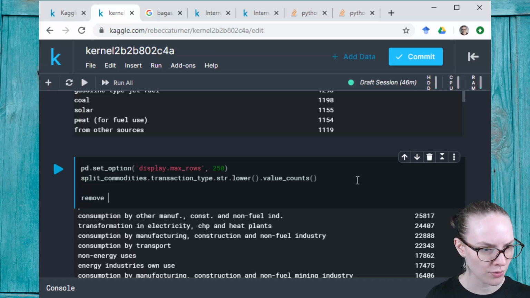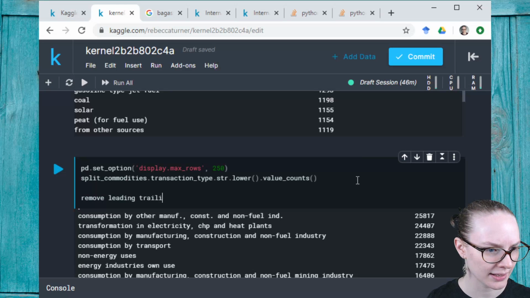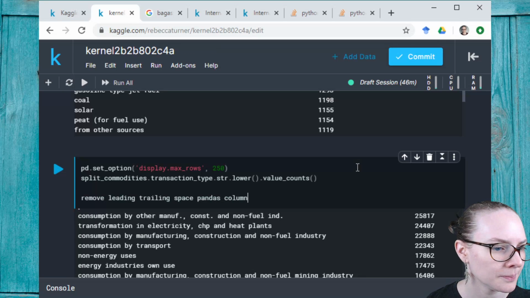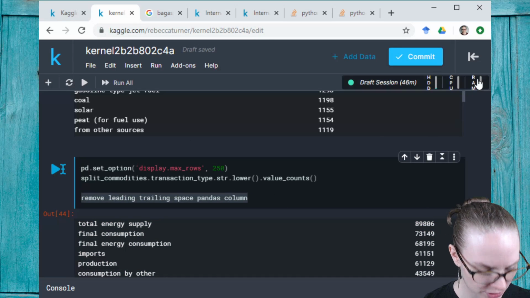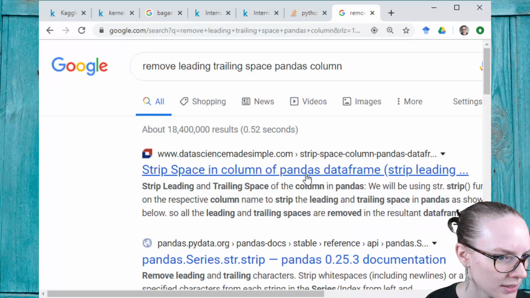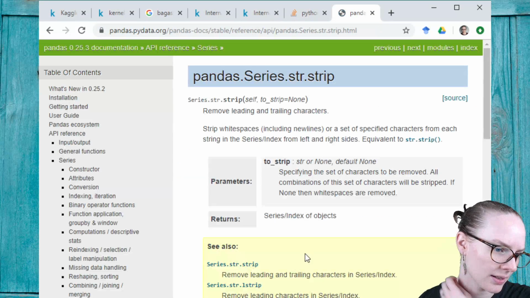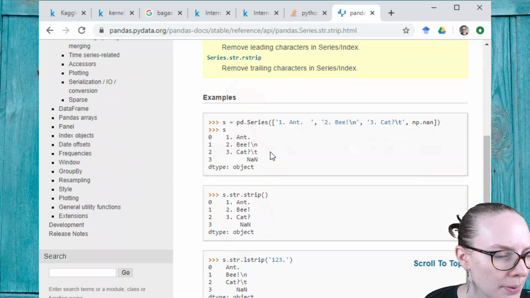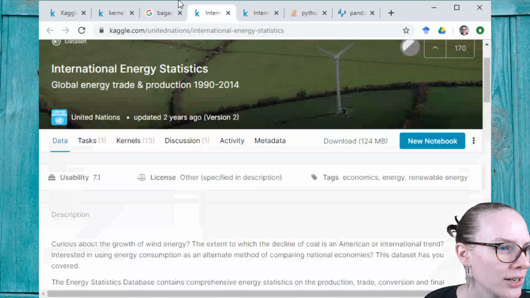So remove leading, trailing space, pandas, column. Let's check that out. So I think that's one thing that we can do to make this a little bit more consistent. Dot strip. All right. Yeah. Okay, so that should be helpful.